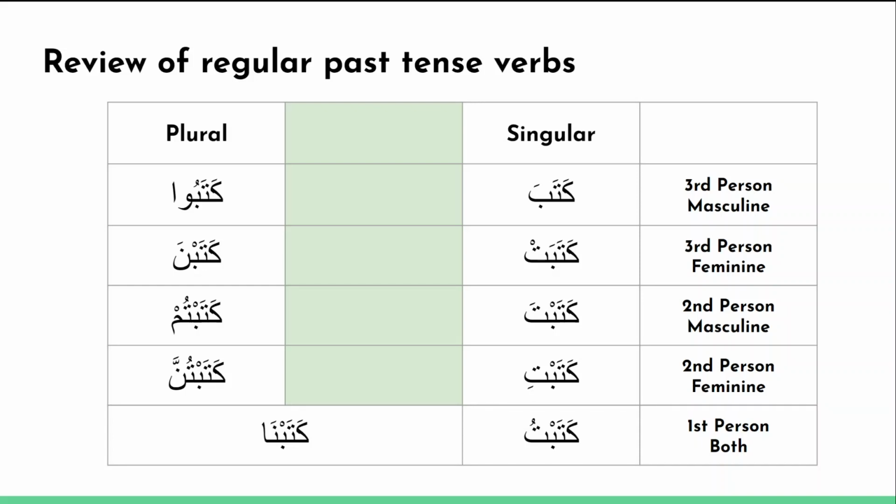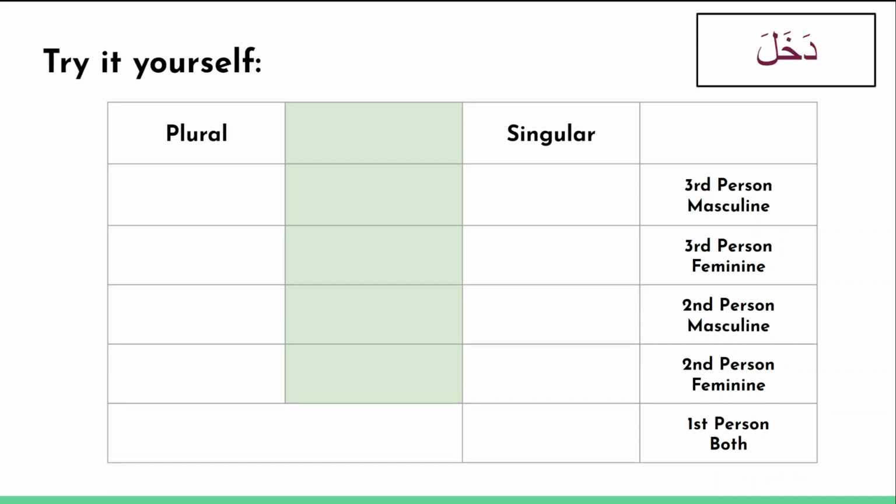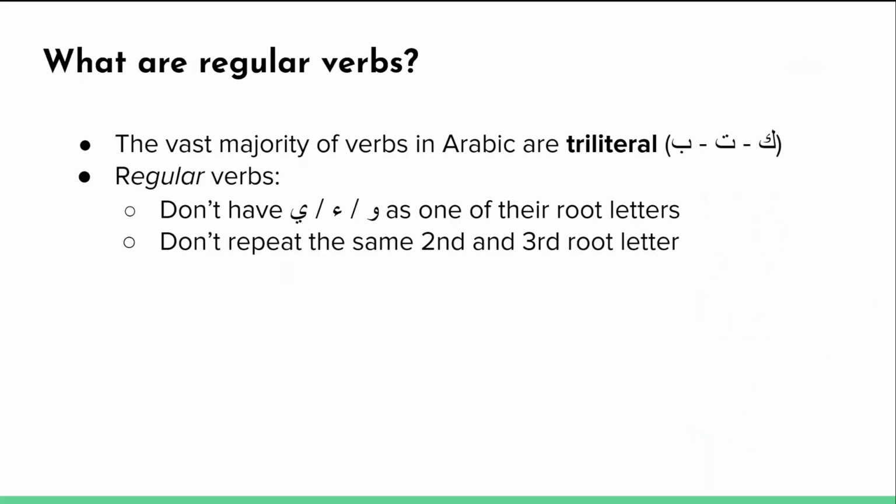Okay? Now go ahead and practice this table with a different verb. Let's use the verb dakhala. So dakhala means he entered. Go ahead and fill in the rest of the table and conjugate this verb on your own. Okay, once you've done that, then you'll have practiced regular verbs. So that table that we've been seeing so far is how you conjugate regular verbs. So what are regular verbs?